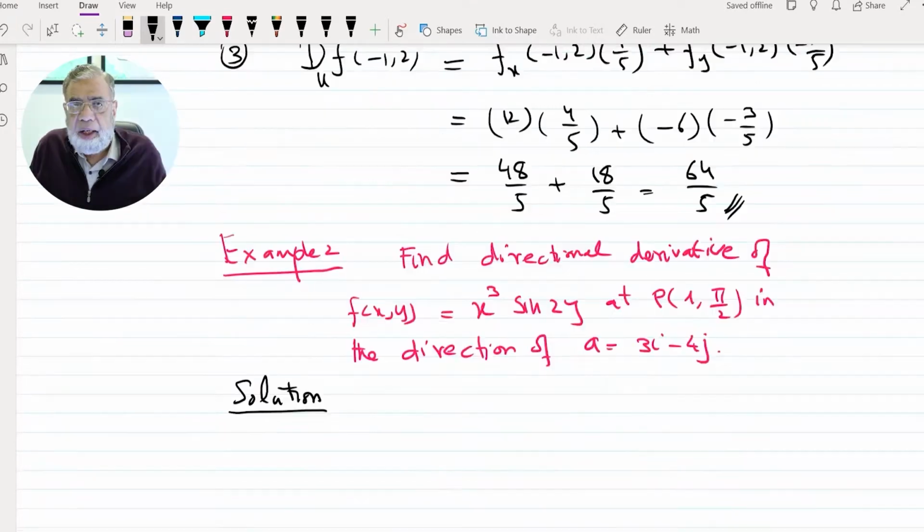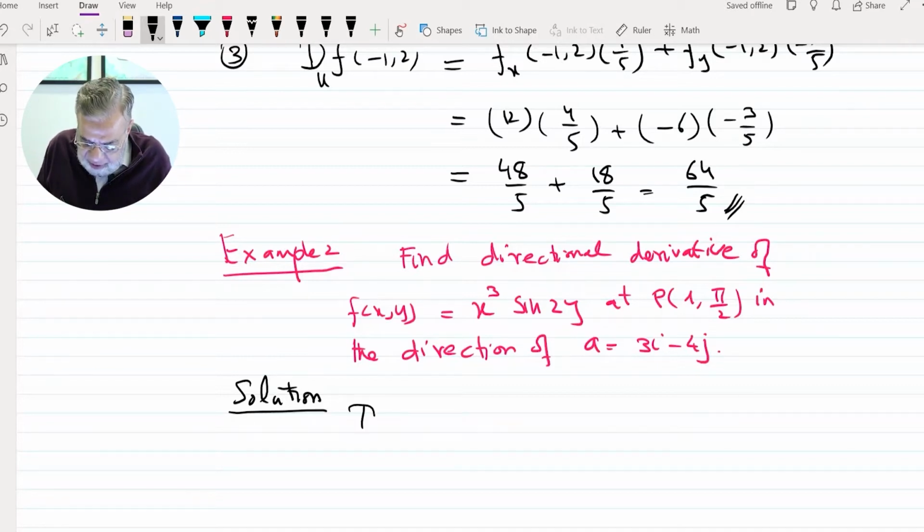I take another example, and we want to find the directional derivative of the function x cubed sine 2y. We have a trigonometric function at the point (1, pi/2), and we have the direction of the vector a, that's equal to 3i minus 4j. So again we need the partial derivatives and we need the unit vector. We have the formula here.